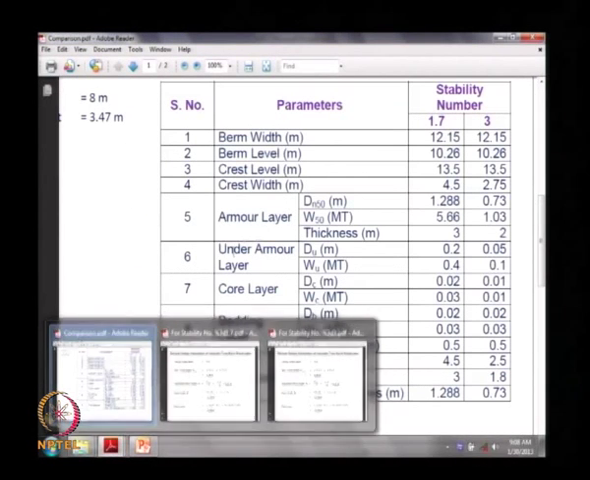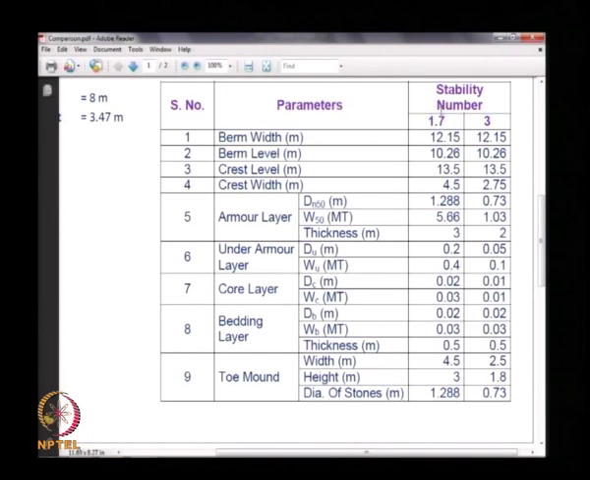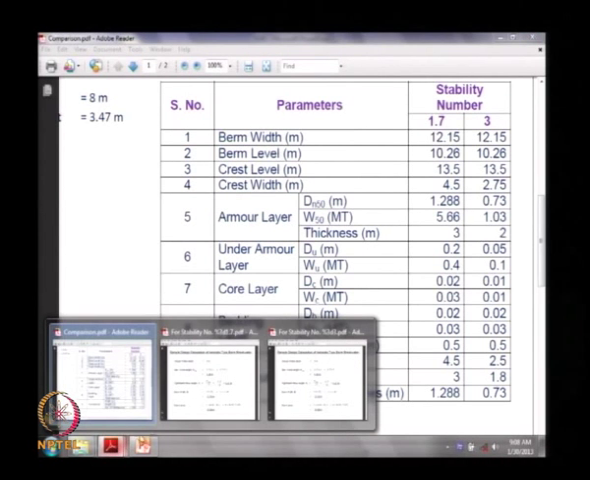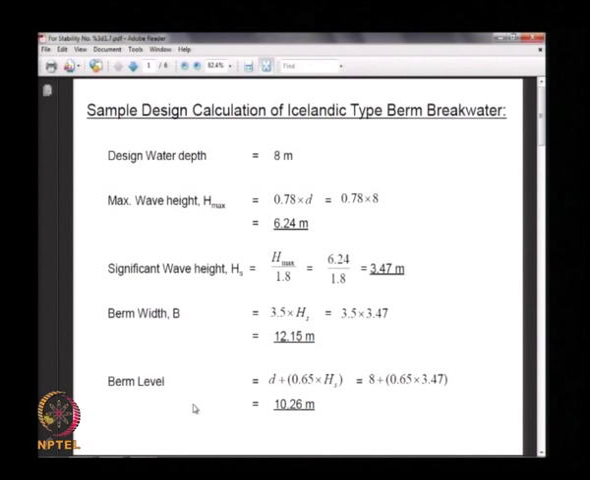The difference between them is the stability number, 1.7 and 3. I will just give the berm breakwater sample design calculation. The water depth is 0.8 meter. Some of the procedure is same as conventional breakwater. You calculate the maximum wave height 0.78 d. This wave, 6.24 meter, what we are talking about is the wave which is non-breaking.